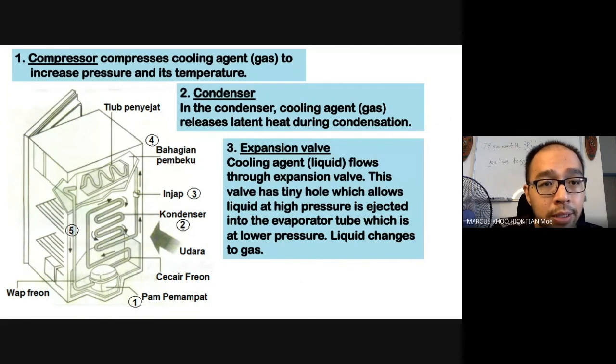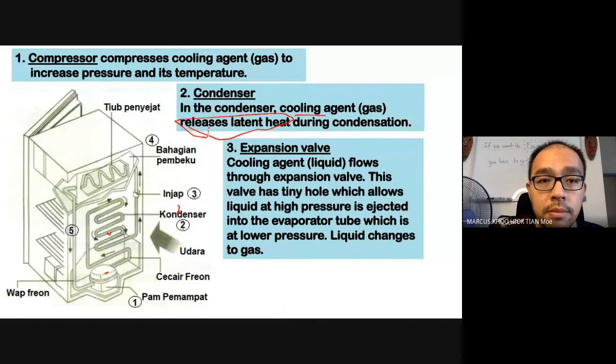The compressor compresses the cooling agent so that it increases in pressure and temperature. The cooling agent flows over here into what we call the condenser. Everything is at the back of your fridge. You can turn the back of the fridge to look at this. What happens in this condenser is that the Freon gas is flowing here. So when the Freon gas is flowing, the cooling agent releases latent heat during condensation.